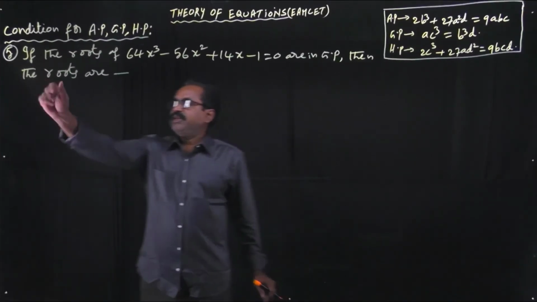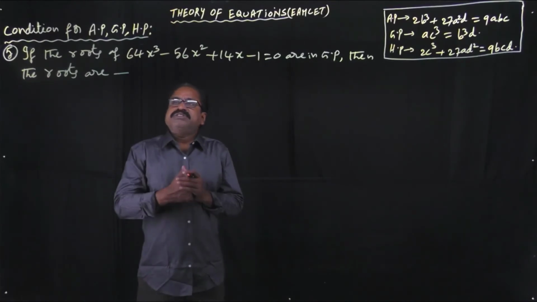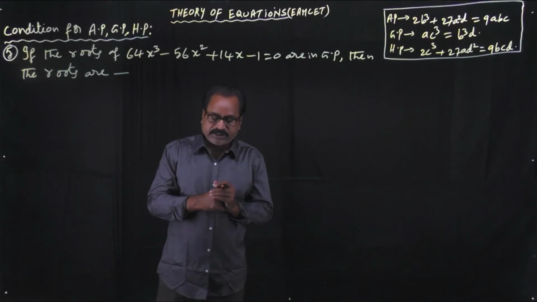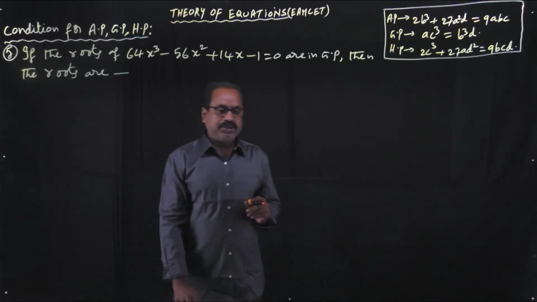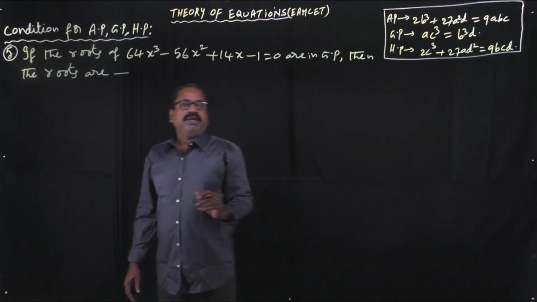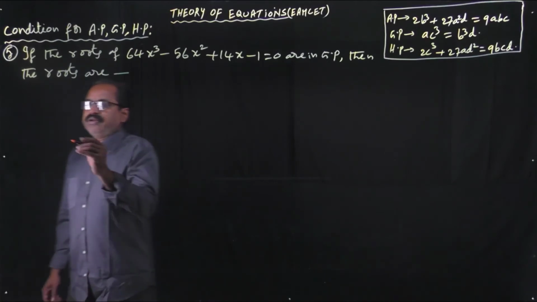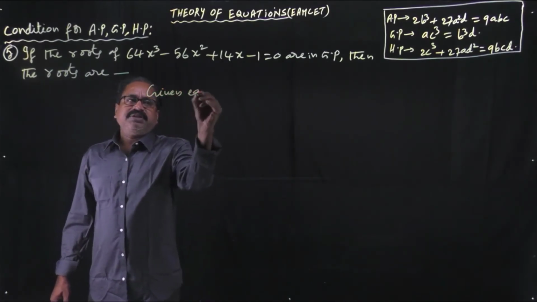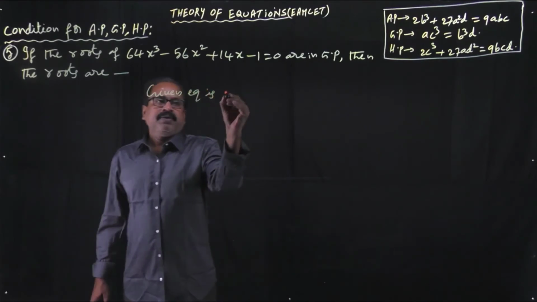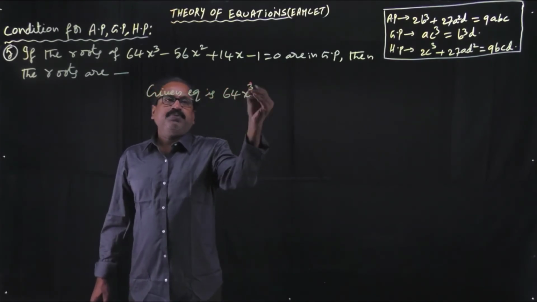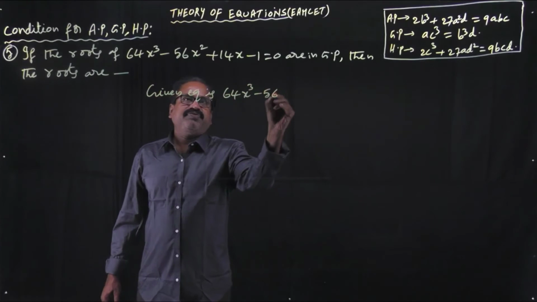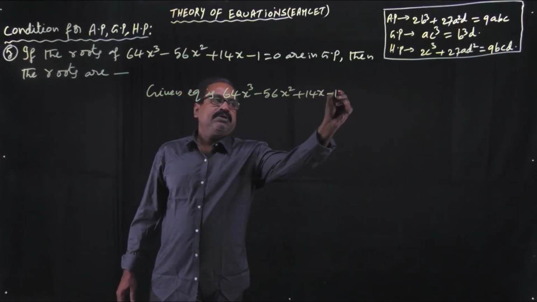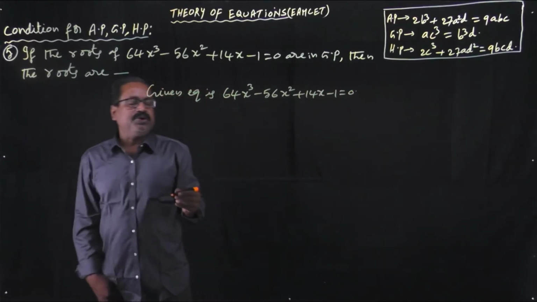Now fifth one is, if the roots of 64x cube minus 56x square plus 14x minus 1 is equal to 0 are in AP, then the roots are. So the given equation is 64x cube minus 56x square plus 14x minus 1 is equal to 0.